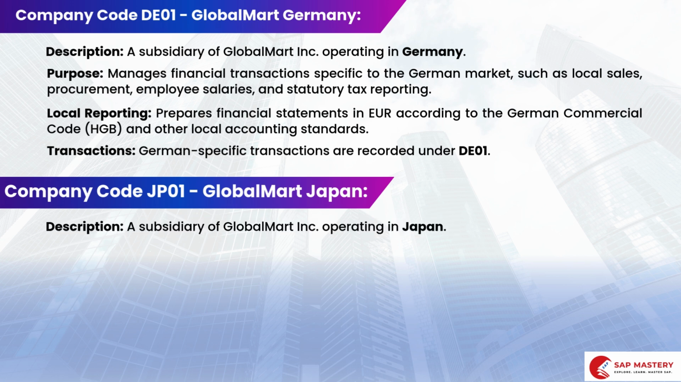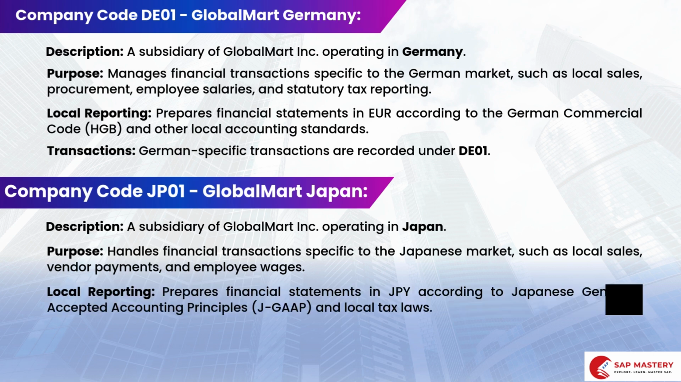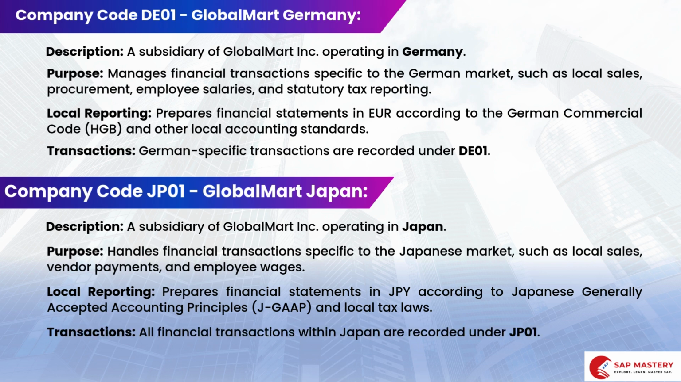Company code JP01, Global Mart Japan. Description: a subsidiary of Global Mart Incorporation operating in Japan. Purpose: handles financial transactions specific to the Japanese market, such as local sales, vendor payments, and employee wages. Local reporting: prepares financial statements in Japanese yen according to Japanese generally accepted accounting principles and local tax laws. Transactions: all financial transactions within Japan are recorded under JP01.